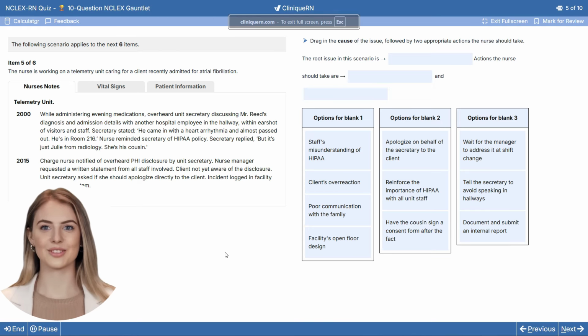Here are your options to drag in. Client's overreaction, poor communication with the family, staff's misunderstanding of HIPAA. Action choices. Reinforce the importance of HIPAA with all unit staff. Have the cousin sign a consent form after the fact. Tell the secretary to avoid speaking in hallways. Document and submit an internal report.